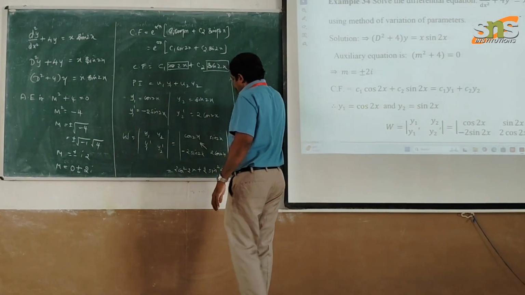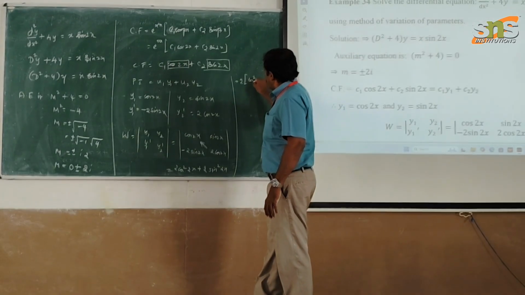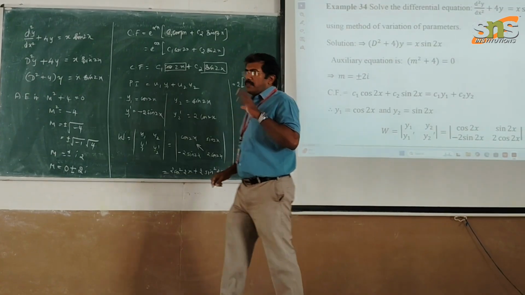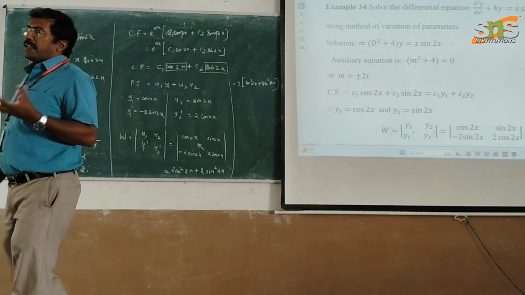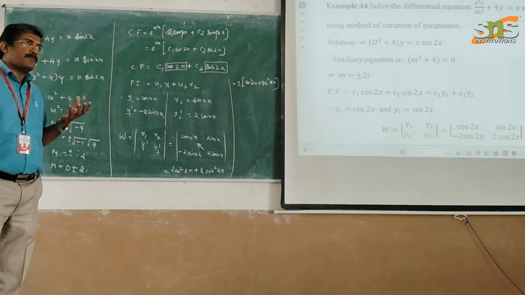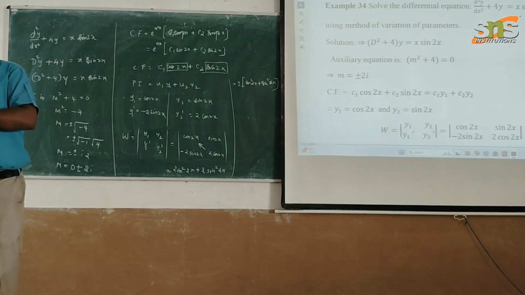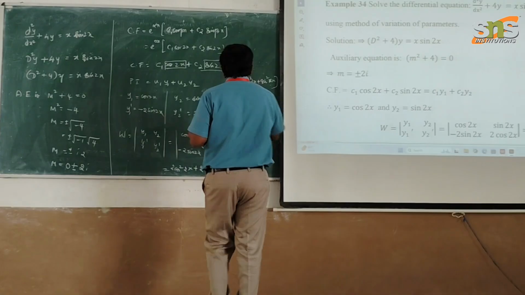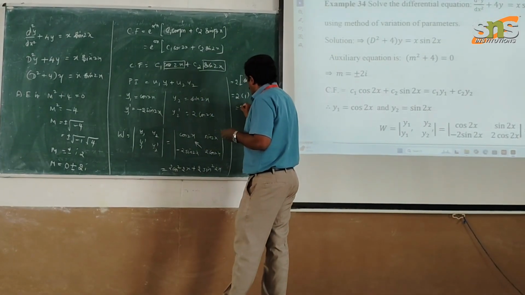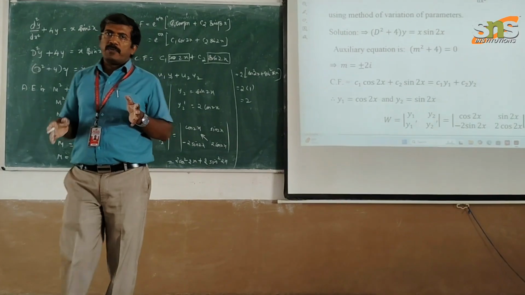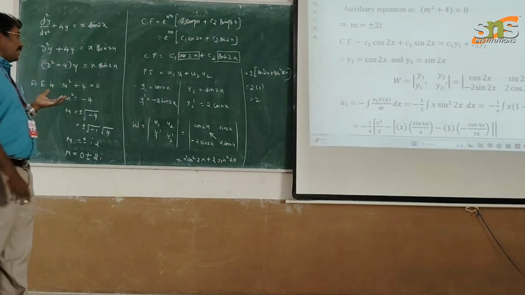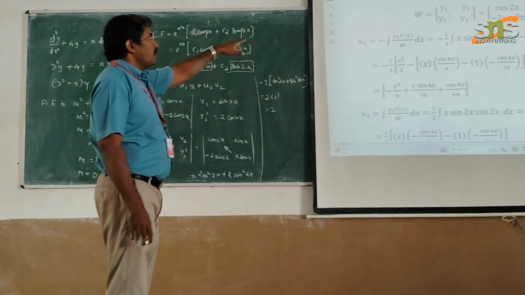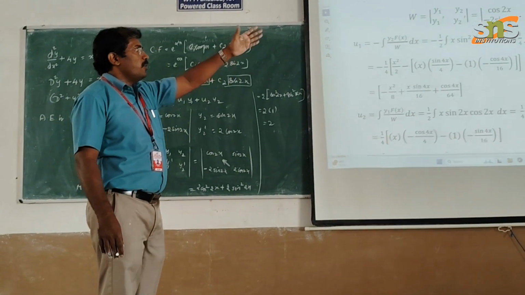Now you can take 2 as common outside. So you get cos square 2x plus sin square 2x. It is of the same kind as the cos square x plus sin square x identity. What is cos square x plus sin square x? It is equal to 1. So cos square 2x plus sin square 2x is 1, and you get 2 into 1, which is equal to 2. This is how you will find W. After finding W, you can work for u1 and u2. As we discussed, you have got W as 2 here.